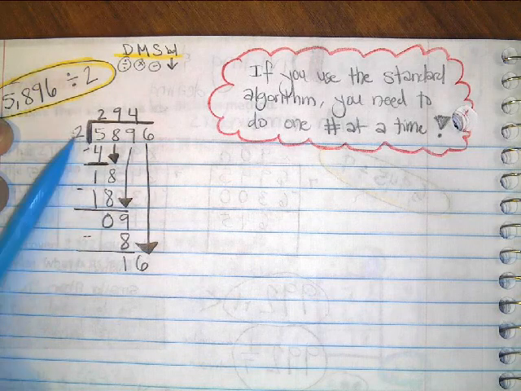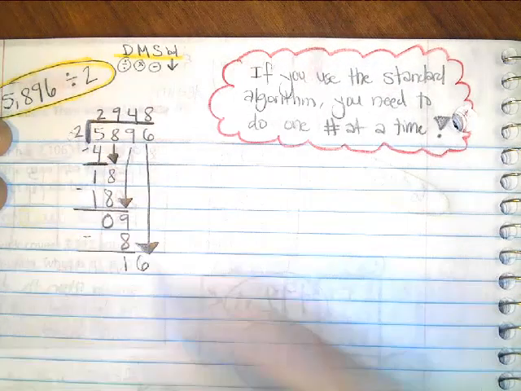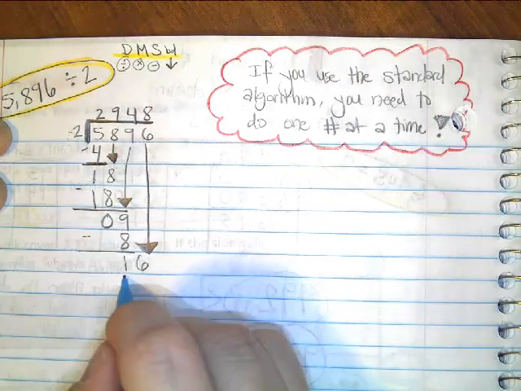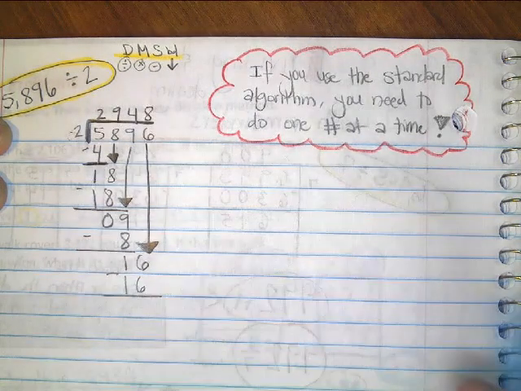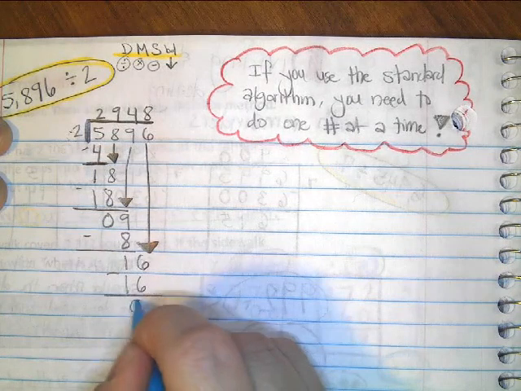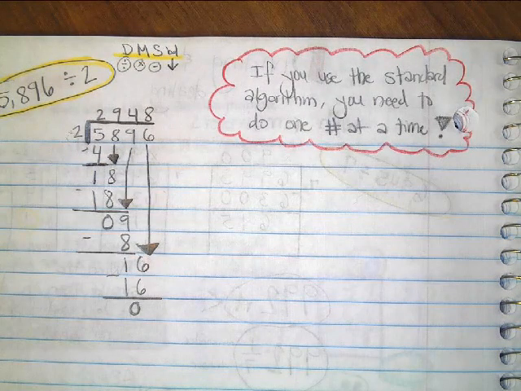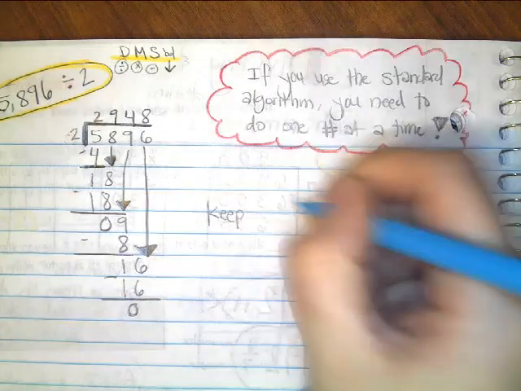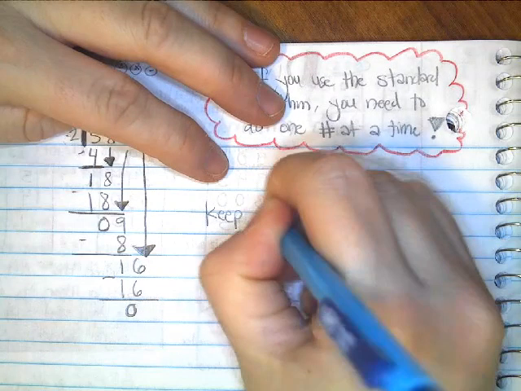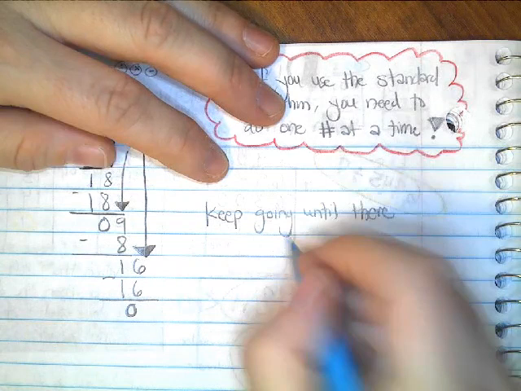Notice how I'm drawing the arrows on everything. I'm making it organized. And my last question is, 2 goes into 16 8 times. So I write the 8 on the quotient line, because that's my answer. 2 goes into 16 8 times. And I multiply, 2 times 8 is 16. And I subtract. And I'm left with what? Zero. Are there any more numbers to bring down? Nope.